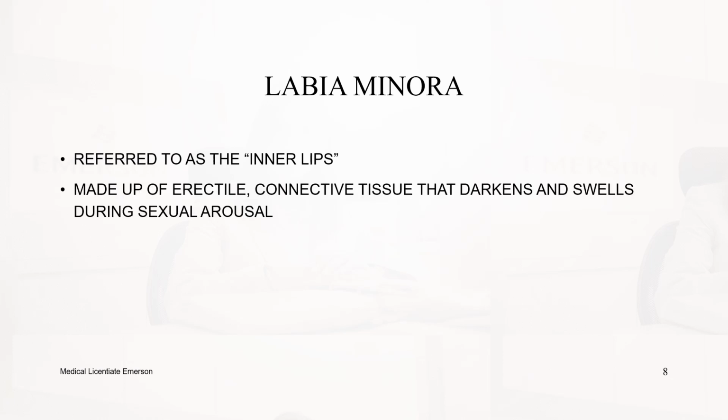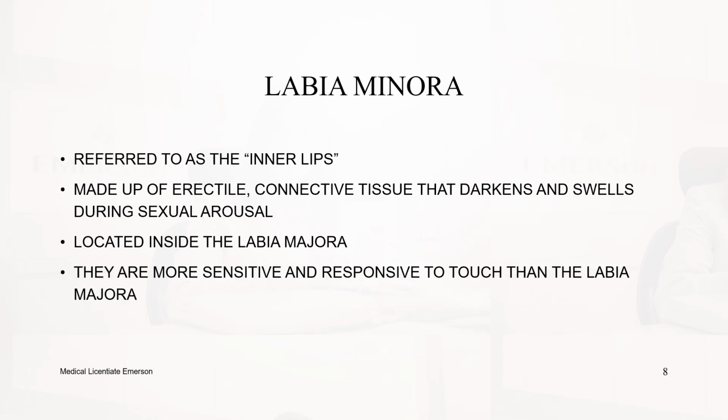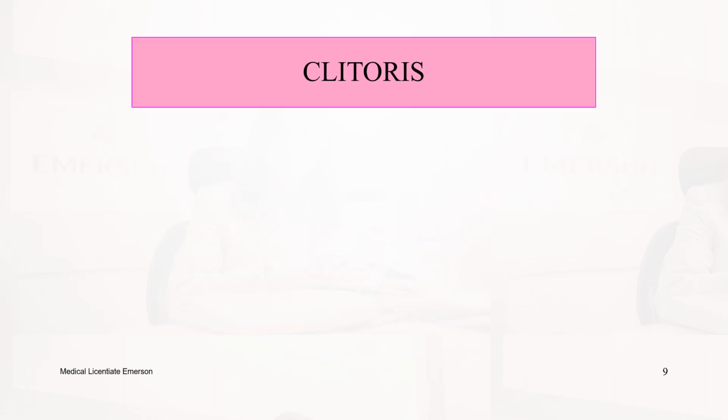Then let's go to the labia minora. The labia minora is also referred to as the inner lips. It is made up of erectile connective tissue that darkens and swells during sexual arousal. It is located inside the labia majora. They are more sensitive and responsive to touch than the labia majora. Then the labia minora tightens during intercourse.